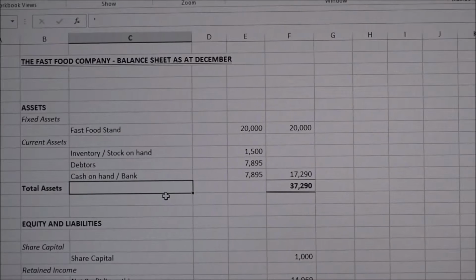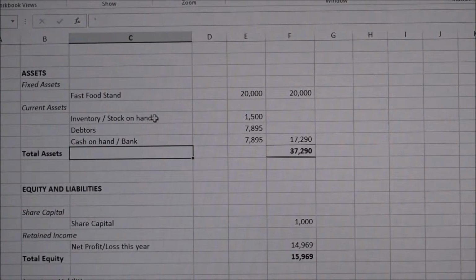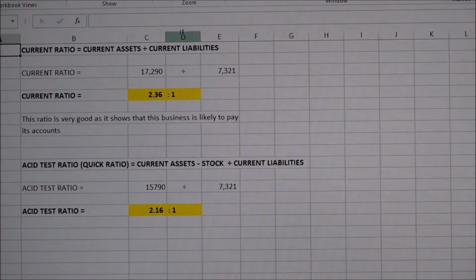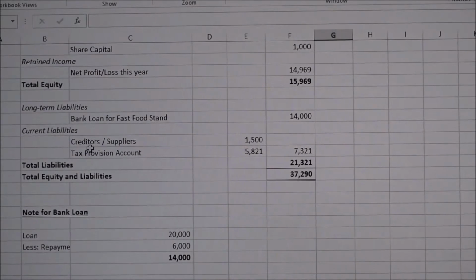Your current assets are all of your assets such as stock, debtors and cash on hand. So as you can see, your total is 17,290 in this example for current assets. The second part of the current ratio is current liabilities. Where do we find that in the balance sheet? Your current liabilities are any liabilities that need to be paid off within 12 months.